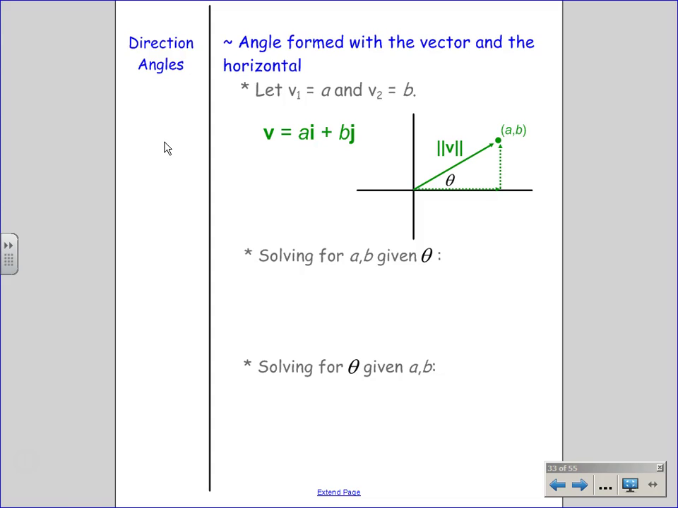Direction angles: the angle formed by the vector and the horizontal. Here's the deal: those are complicated to deal with, but that doesn't mean that you're never given that information. Very rarely, if you're doing navigation, would someone say, go over this much and up this much and use Pythagorean to figure out where you're actually headed. That's not very practical. They're going to say, turn to this bearing and go out this distance. That'd be a lot easier.